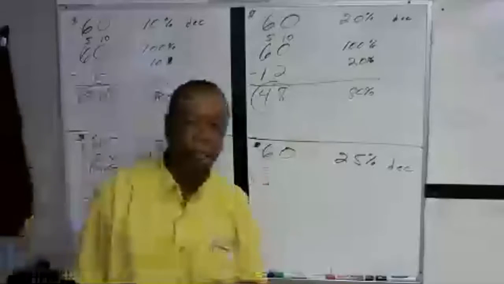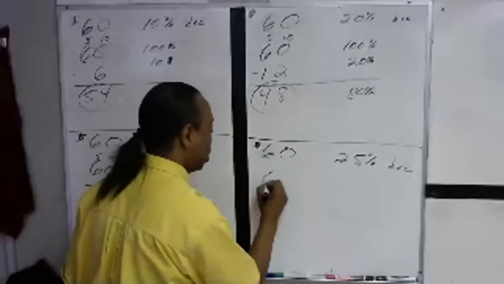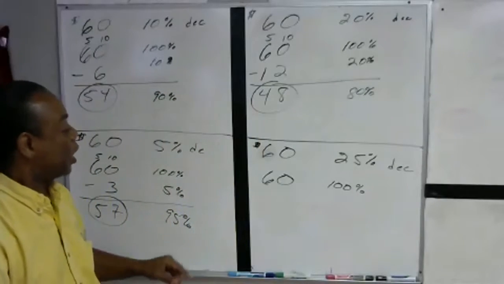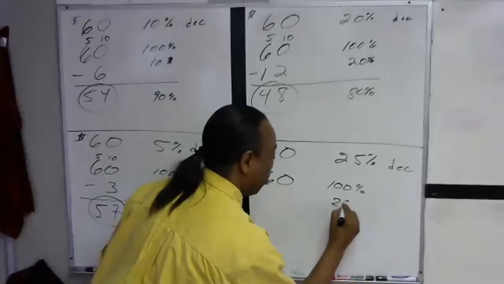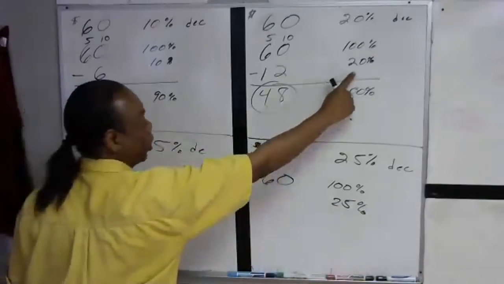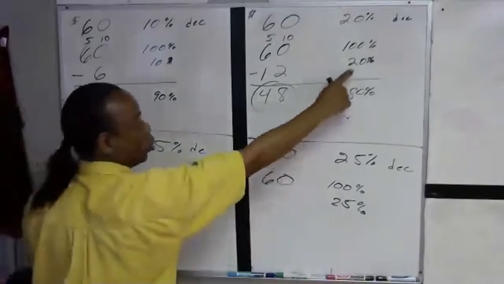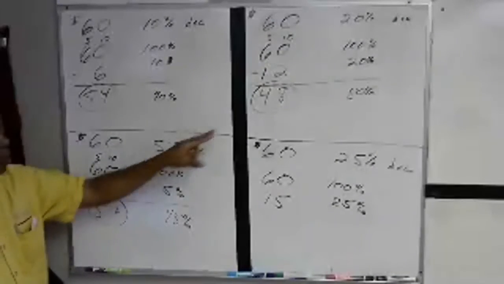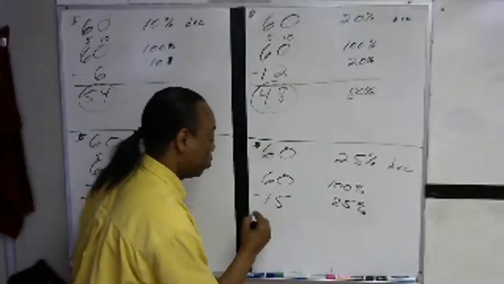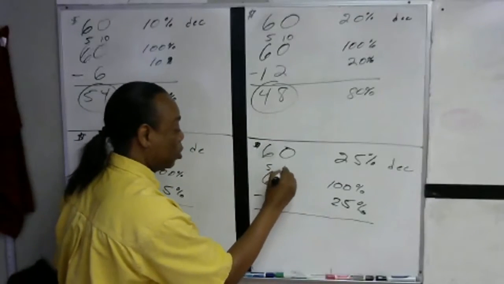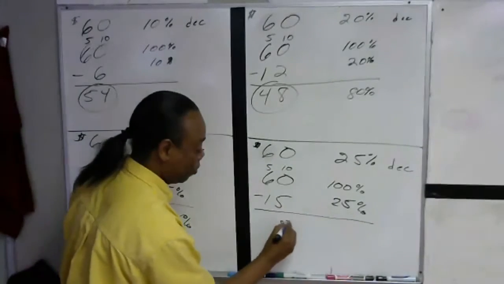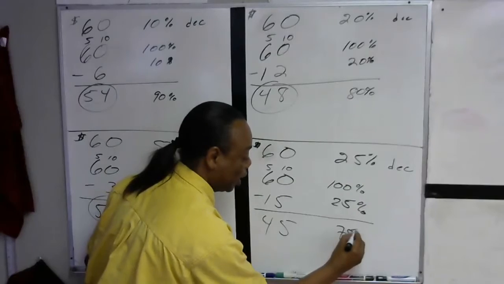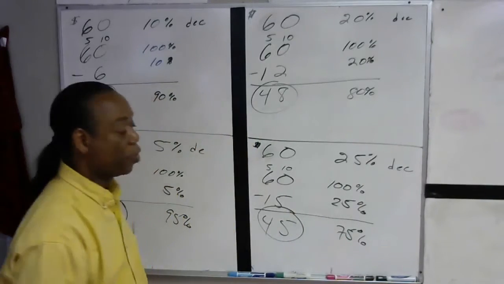Lastly, we're going to do a 25% decrease. 60 is the original, so we're going to call that 100%. Now, to get a 25% amount, we're going to look at the 20% and the 5%. These two right here. We're going to know the 5% number, and it gave us 15. So let's decrease it by 15. We're going to make this a 5 and this a 10. 5 from 10 leaves 5, and 1 from 5 leaves 4. This right here represents 75% of the original amount.